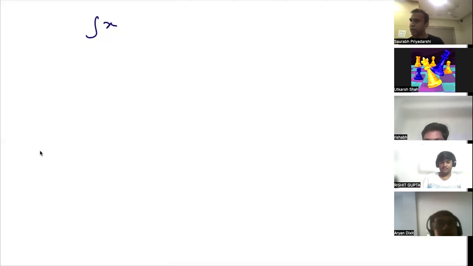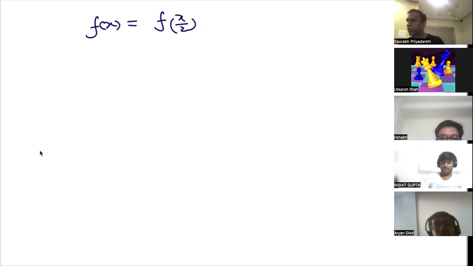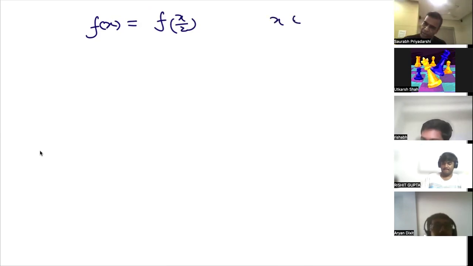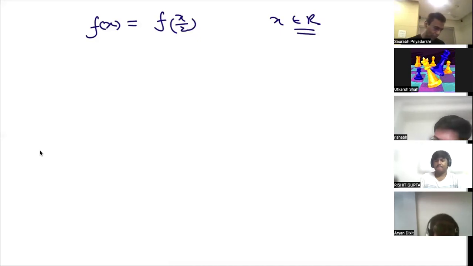f of x is equal to f of x by 2. Find all or some function f with the property f(x) is equal to f of x by 2 when x belongs to the real numbers, right? This will give you the key hint exactly how to proceed for different questions, right?